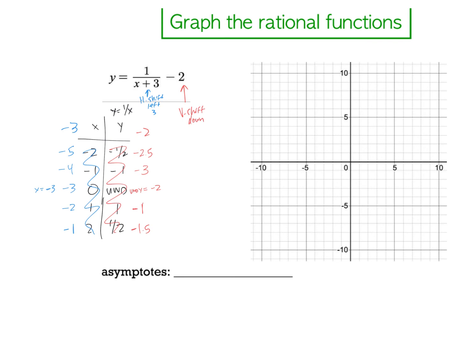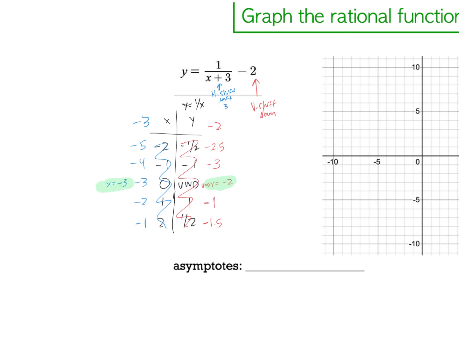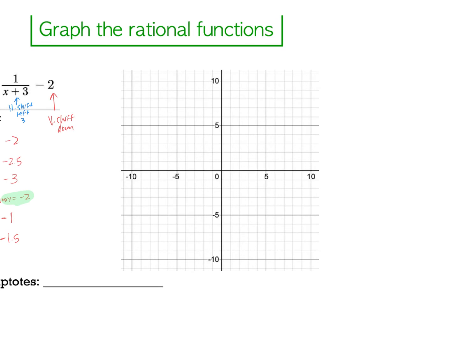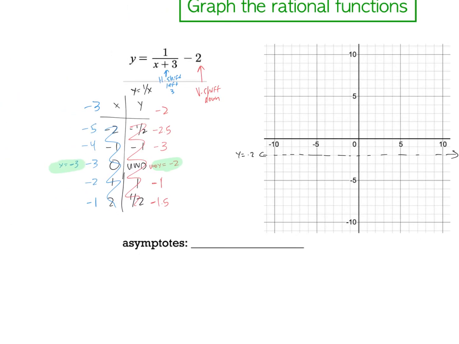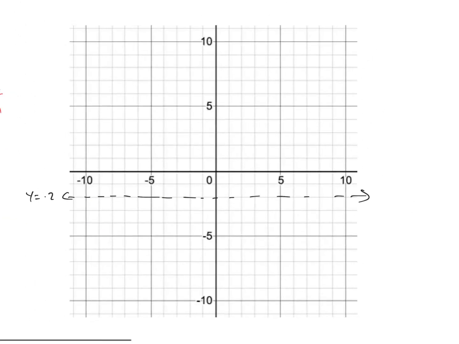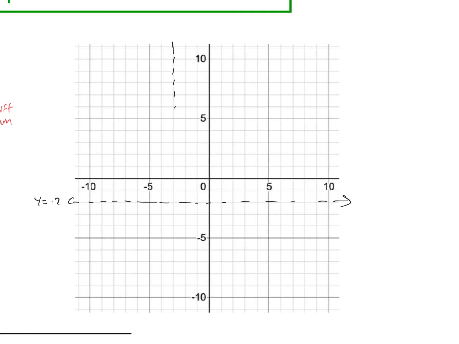So I've got all my points. I'm going to start by graphing kind of my asymptotes, guys. I'm going to graph my y is equal to negative 2 and x is equal to negative 3. Okay, so let's go do that real quick. So y is equal to negative 2. I'm going to go down 2, graph that horizontal line at y is equal to negative 2. And then I'm also going to graph my vertical asymptote at x is equal to negative 3.